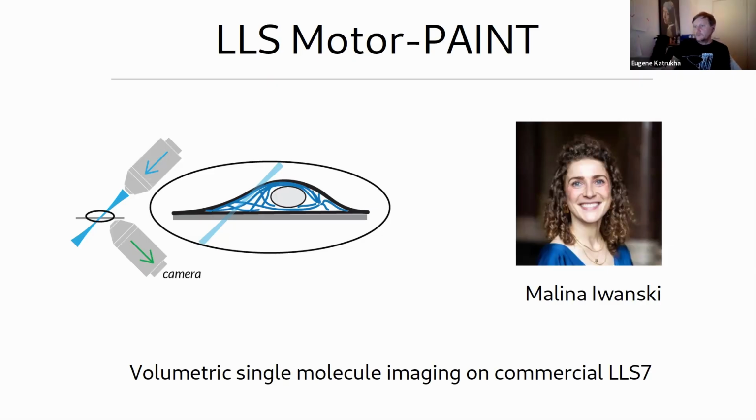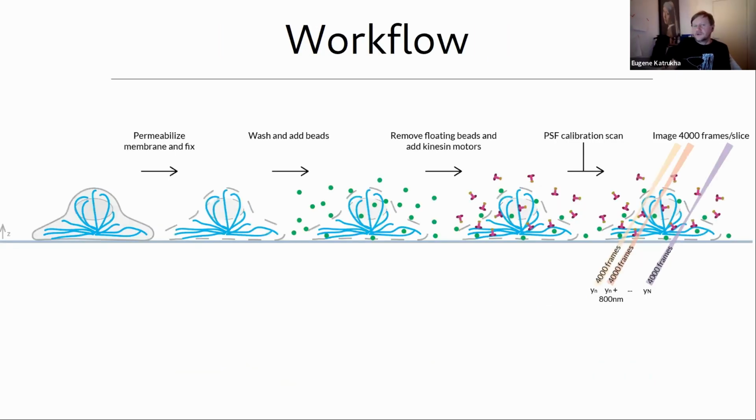At that point, we were, I think, the first user program for Lattice Lightsheet. We got this instrument still in the stage of testing, but we decided, let's just try and see if it works or not. That should be relatively easy. So this was the protocol that we made. I already explained that we fix and permeabilize cells, then we add beads. I will explain why later, but it's for point spread function calibration. And then, in the same way as regular motor paint, you just add purified motors and image it. But now, of course, you do this under the angle.